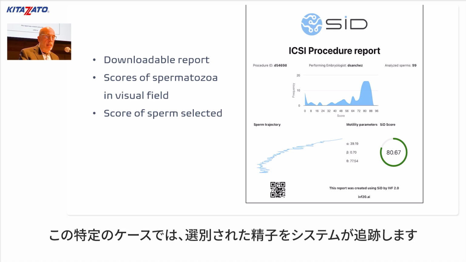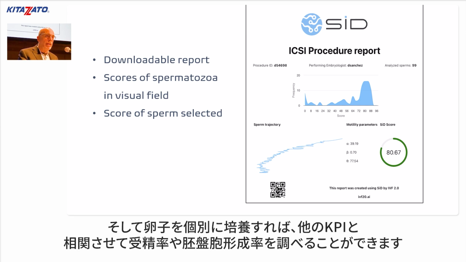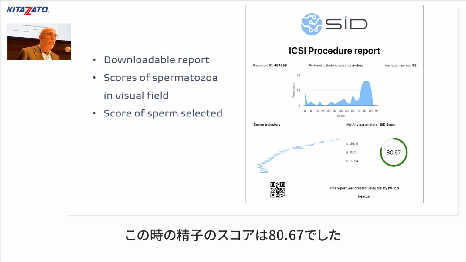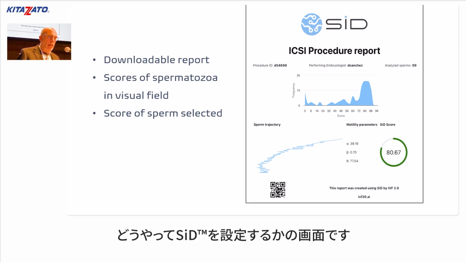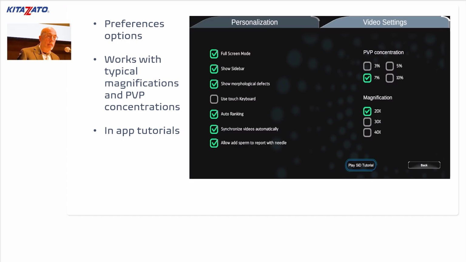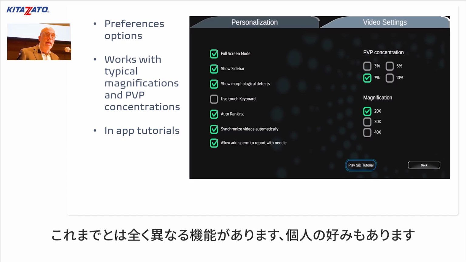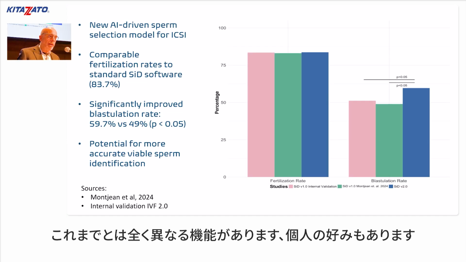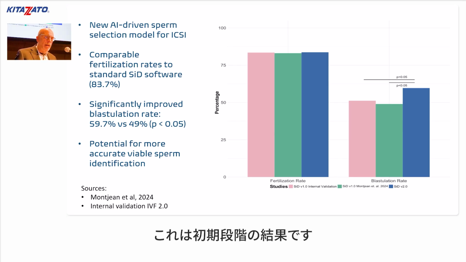And so in this particular case, the sperm that was picked, the system will track. And if you individually culture those zygotes, you could then correlate it with your other KPIs to look at fertilization and blastocyst formation. And the score of that particular sperm was 80.67. And so this is how that is done. It gives you very different information than you had before. You have personal preferences.